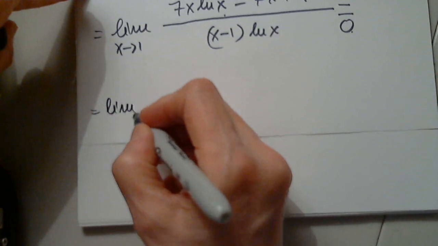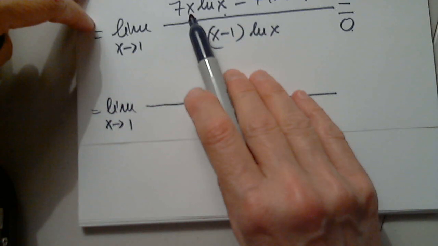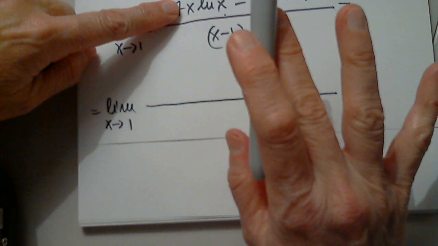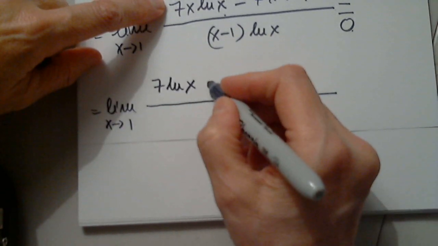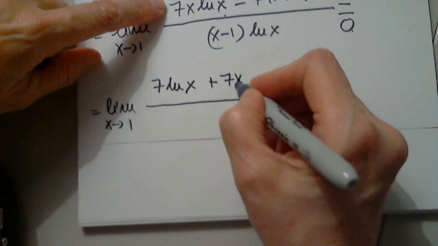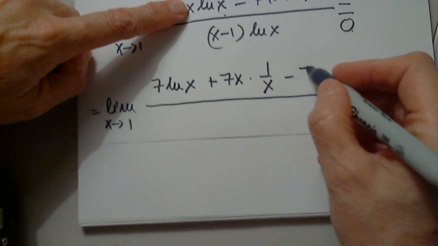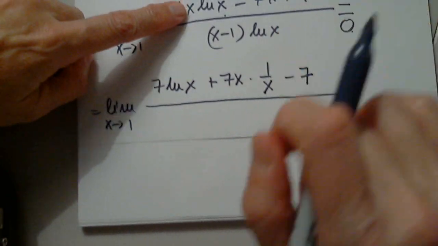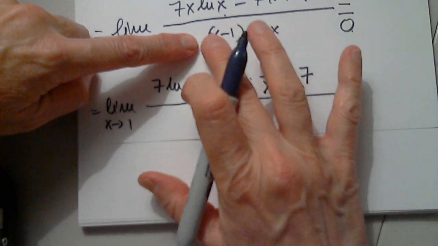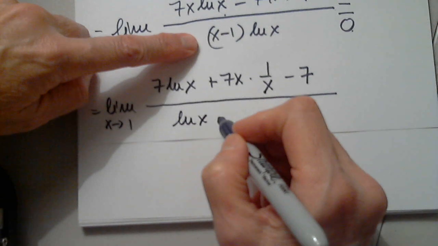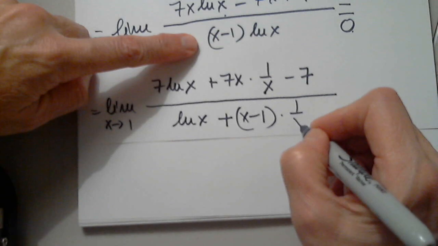So this is the limit as x approaches 1. The top, this is a product. I have to be very careful here. The first function prime is 7 plus 7x times the second function prime, which is 1 over x, and minus 7. This is 0. For the bottom I have to be very careful again, because it's a product. The first function prime is 1 plus x minus 1 times the second function prime, which is 1 over x.